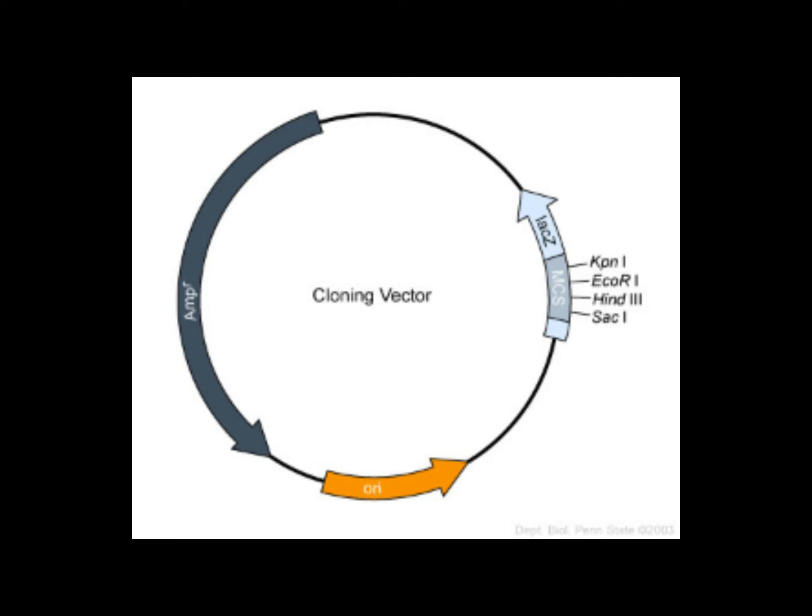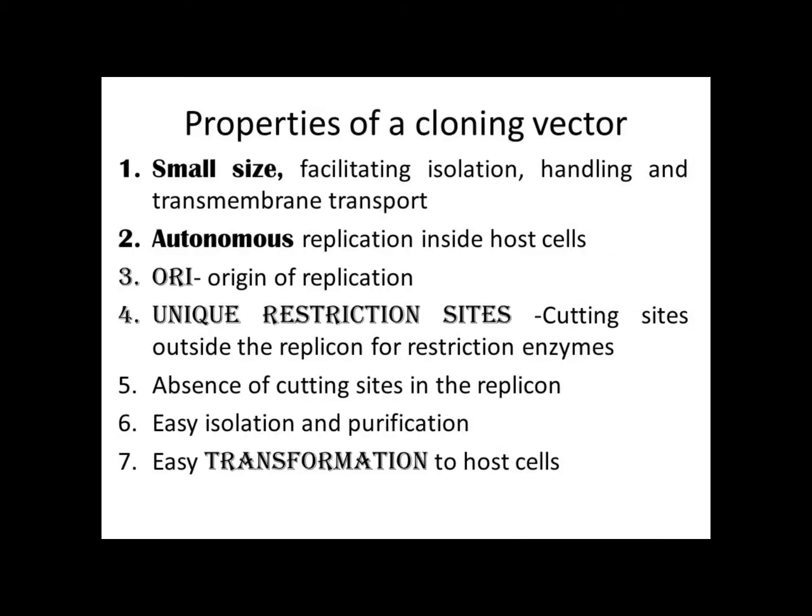So a molecule which we use as a vector should have an ori of itself whose working is independent of the working of the host cell ori. That means it should have the ability to replicate. Now, the fourth property is the presence of restriction sites.